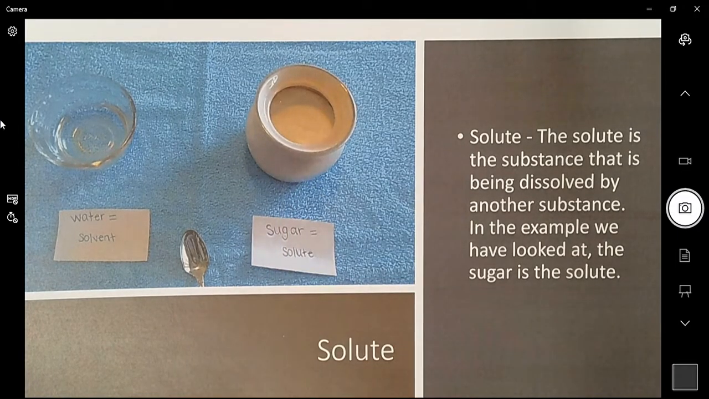Sugar is the solute. The solute is the substance or what you are going to be putting into your water. It is the substance that has been dissolved by another substance. In the example we have looked at, the sugar is the solute. Right, my turn. Sugar is the solute. Your turn? Yes, sugar is the solute in this example.